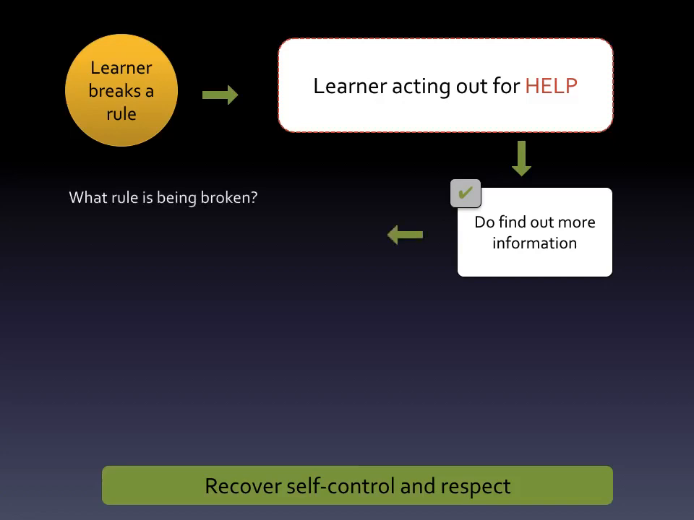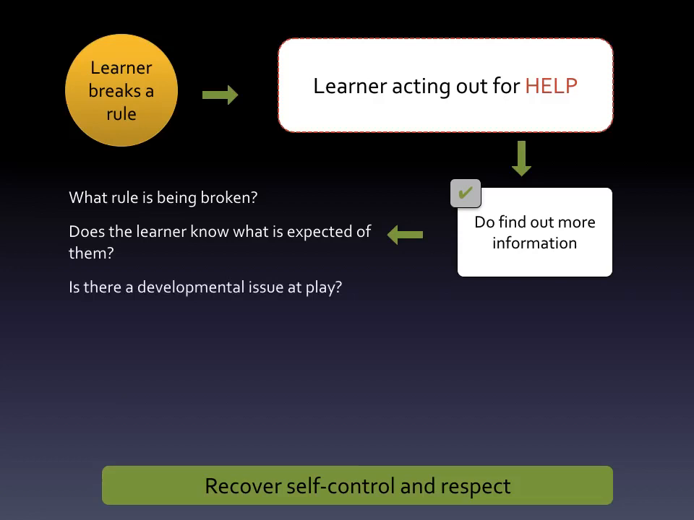You first need to look at what rule is being broken. And did the learner know what is expected of them and what the appropriate behavior should have been? Next, look and see if there is perhaps a developmental issue at play. Often learners who are struggling with their work will act out in a defined manner to distract from their incompetence.